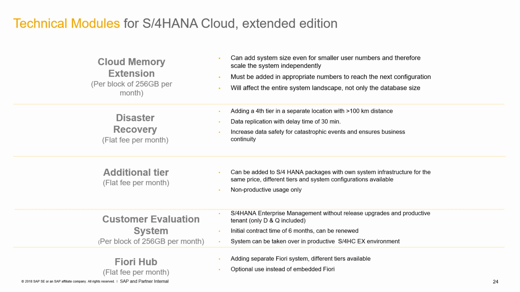Then lastly, we have Fiori Hub. It's a flat fee per month. It adds separate Fiori systems, different tiers are available, and it's an optional use instead of the embedded Fiori. The material numbers for all of these can be found in the indirect price book. And again, please work with your industry AE to add these to your deal.